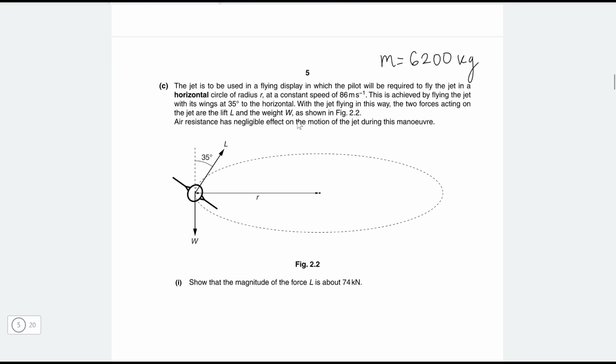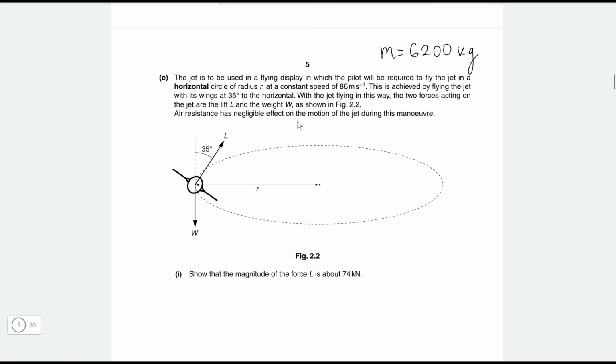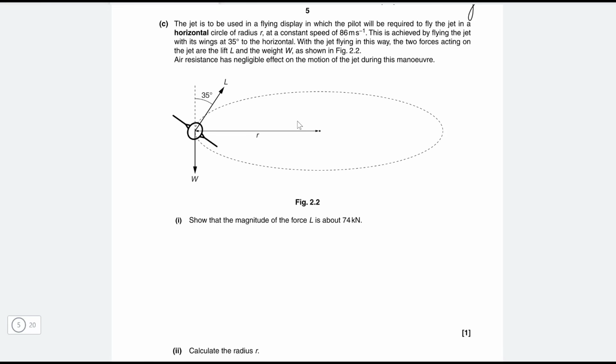Okay, so we have the jet is used in a flying display in which the pilot will be required to fly the jet in a horizontal circle of radius r, and we have the constant speed of 86 meters per second. This is achieved by flying the jet with its wings at 35 degrees to the horizontal, and then we're looking to show in the first part that the magnitude of the force L is approximately 74 kilonewtons.